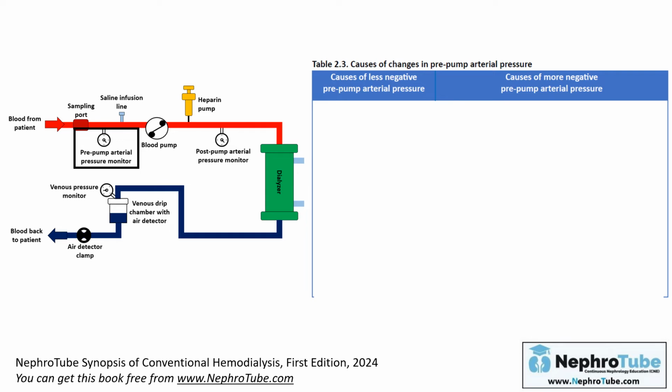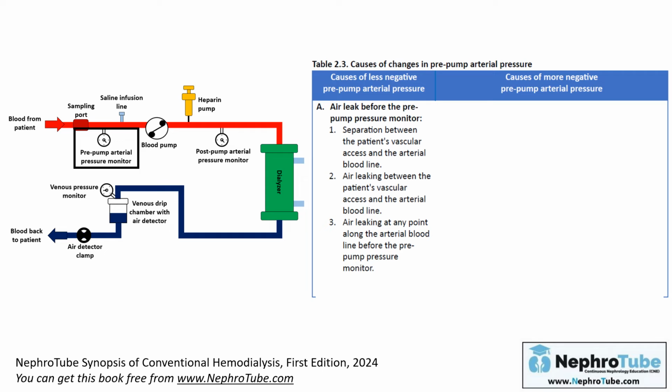So what are the abnormalities or changes that may happen in each of these pressure monitors? What may make them higher or lower? Let's start with changes that may affect the pre-pump arterial pressure monitor. What may make the pressure in this area less negative, and what may make the pressure in this area more negative?